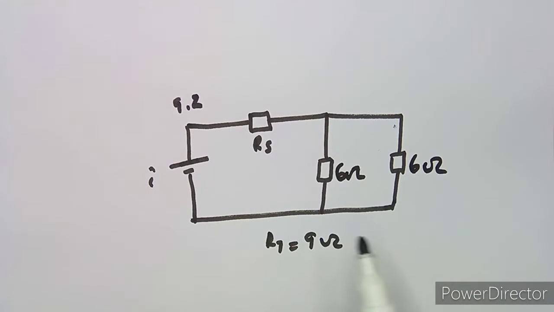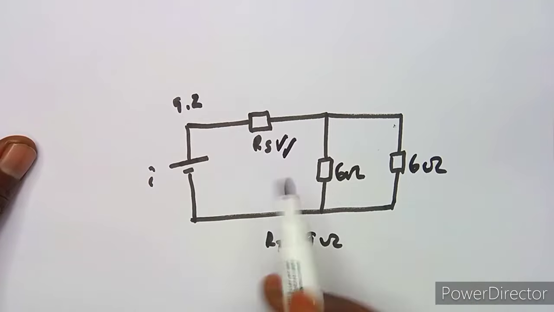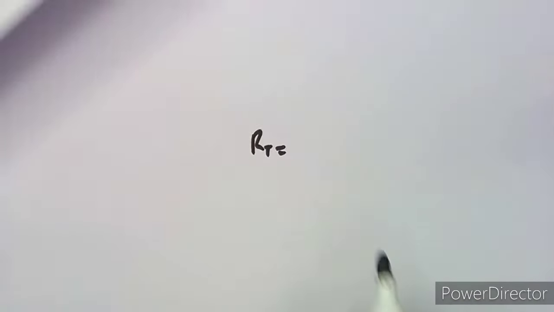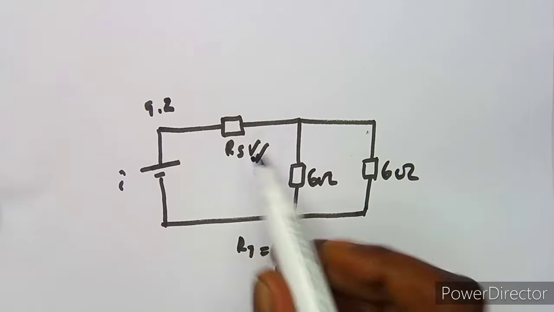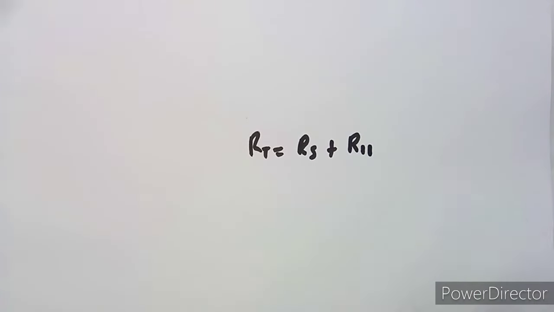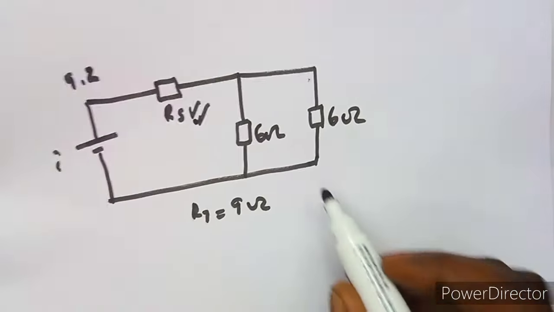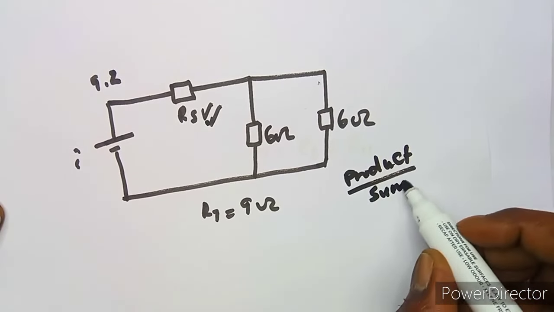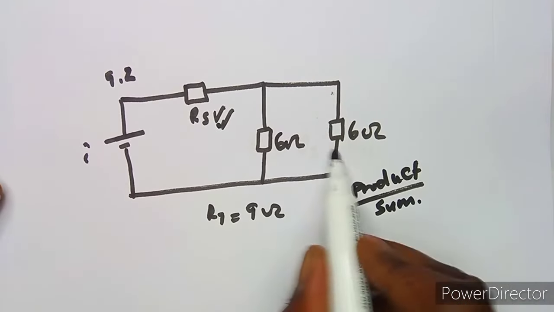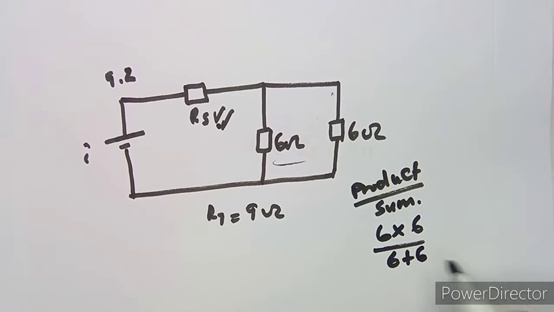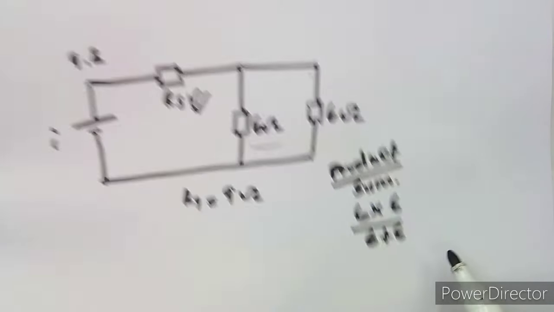Okay, so now we are asked to calculate RS, the series component resistor. We know that the total resistance is this RS, the series resistor, plus the total of the parallel component, which is product over sum. There are many ways to calculate it. If there are 2, we can use product over sum. So it's simply 6 by 6 over 6 plus 6, which is going to give us 3.